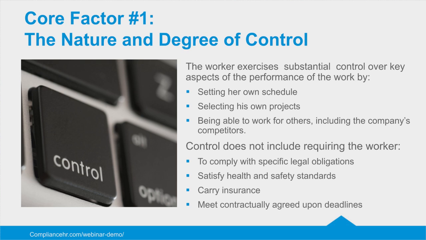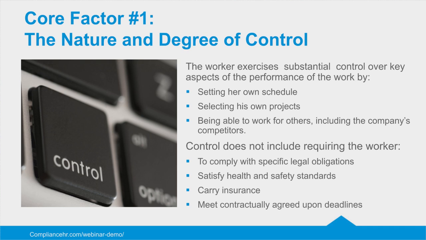The control factor should be familiar to you because it's an important factor under the IRS test, the 20-factor test you've probably heard about, and under many other state tests. Basically, a worker can be an independent contractor if he or she exercises substantial control over key aspects of the performance of the work. Examples in the regulations are setting her own schedule, selecting his own projects, being able to work for others, including the company's competitors. And here's the thing, this is not just this Trump test, it's NLRB, it's IRS, it's state laws: the more you control the work, the more risk you have that you have an employee rather than an independent contractor.